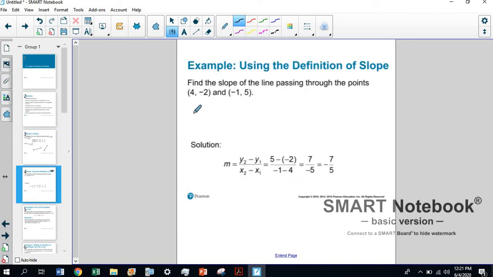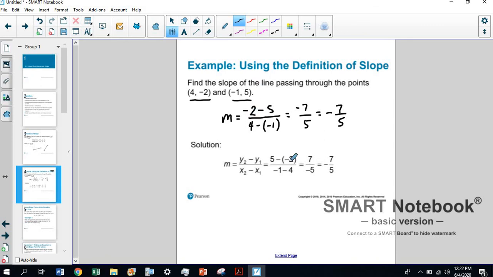Just as an example, if you want to find the slope of the line passing between (4, -2) and (-1, 5), what you do is you plug them in. And again, it doesn't matter which order this is. If I did this the other way, let's say I start with -2 as my second y, well, then I subtract 5. And that's fine as long as you start also with 4 and subtract -1. You got to watch your signs. So here we'll get what? -7 on top and +5 on the bottom. And that's the same thing as -7/5.